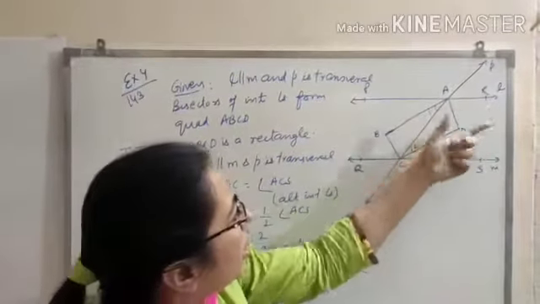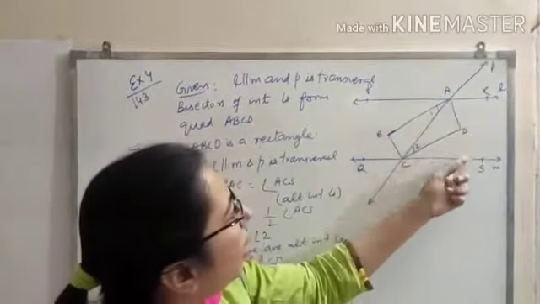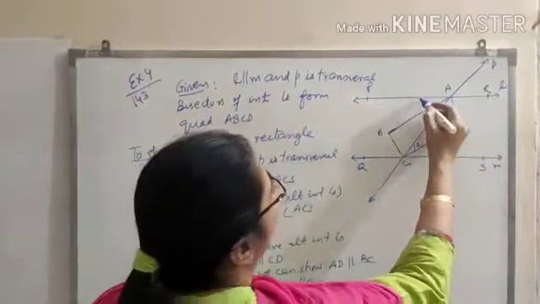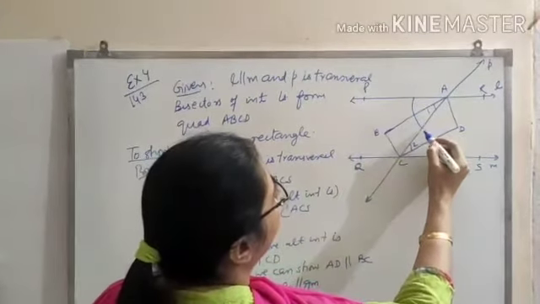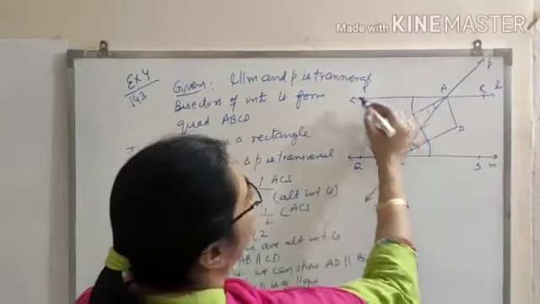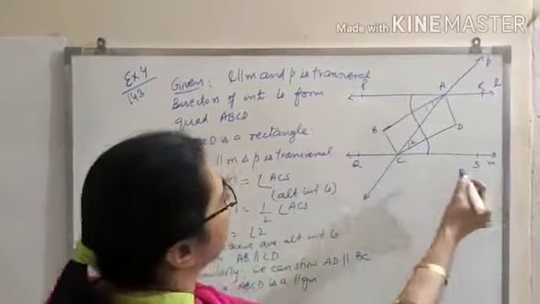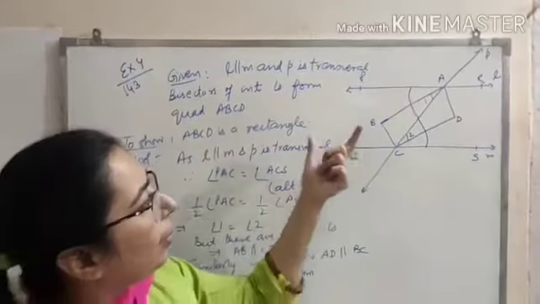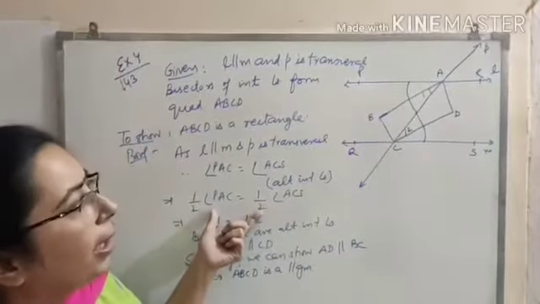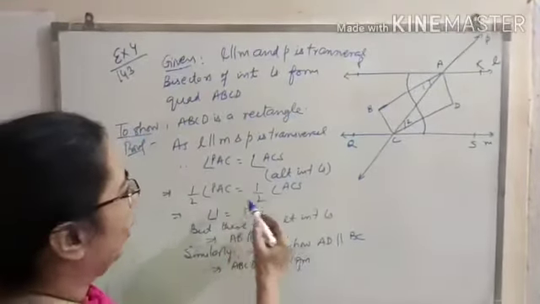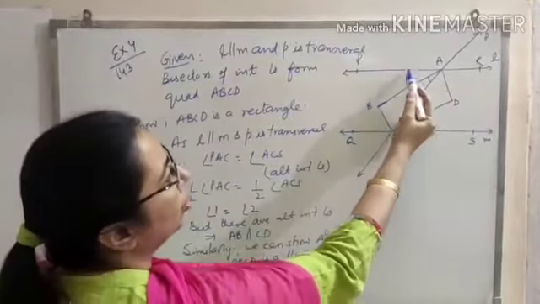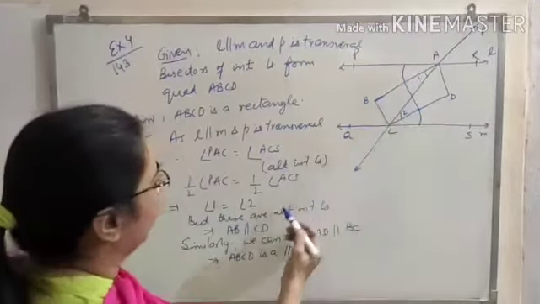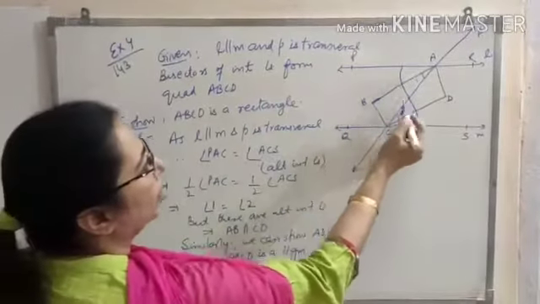Now we will use the concept of parallel lines. L parallel to M and P is transversal. So we will use the alternate interior angle. This angle is equal to this angle. Angle PAC is equal to ACS, alternate interior angles. When you are given the bisectors, only then you can take their halves. So half of these angles will also be equal. Half of this angle is angle 1 and half of this angle is angle 2. So angle 1 is equal to angle 2.